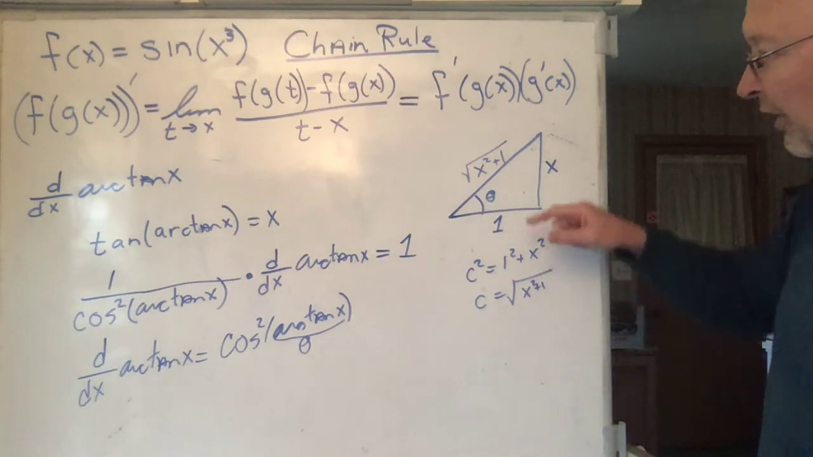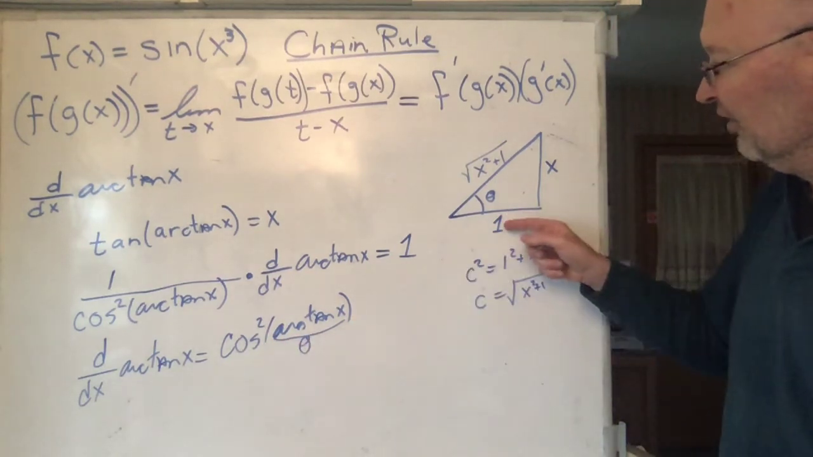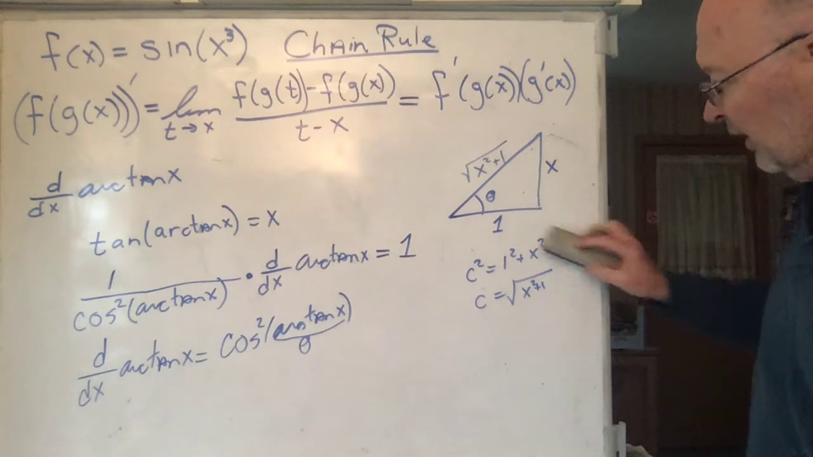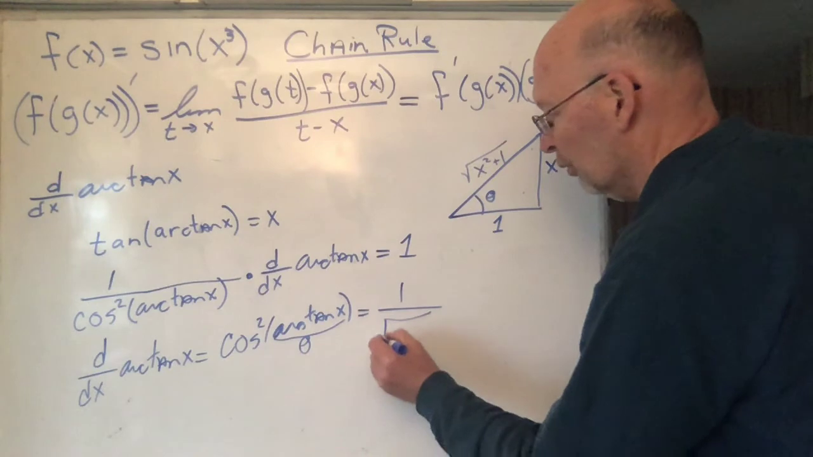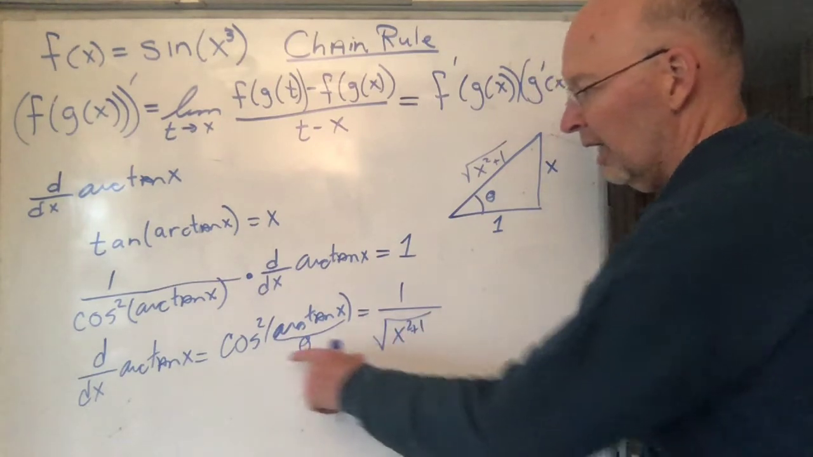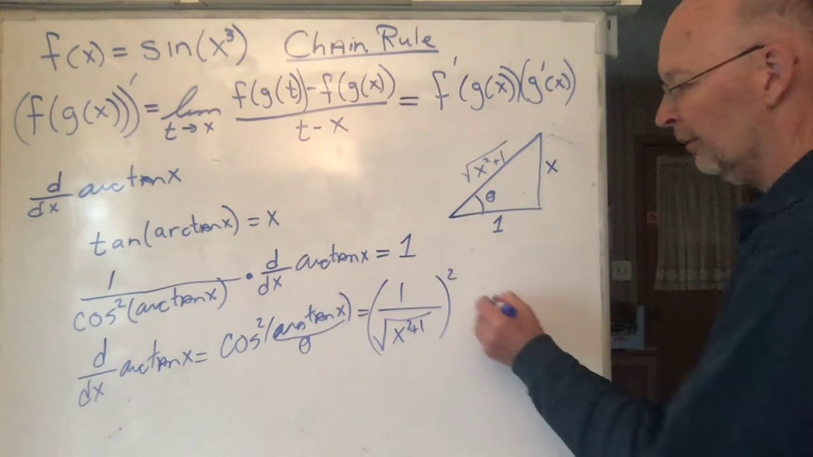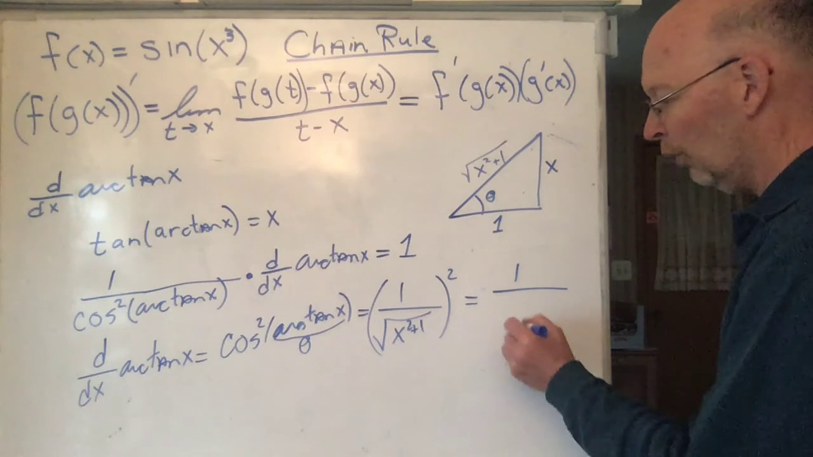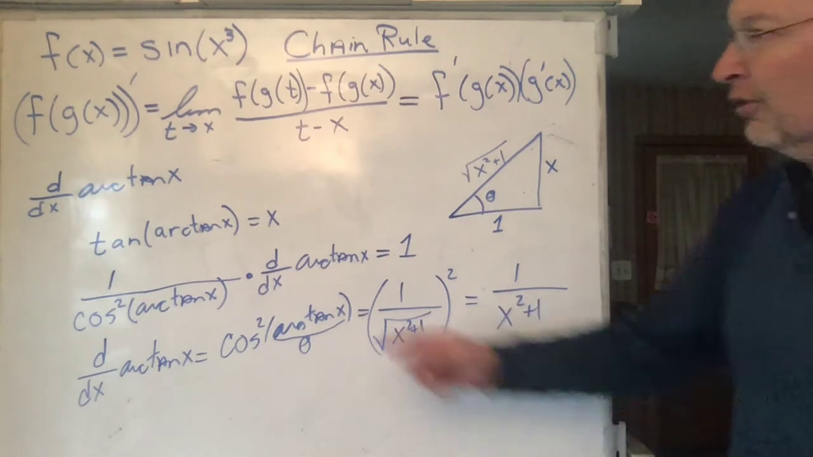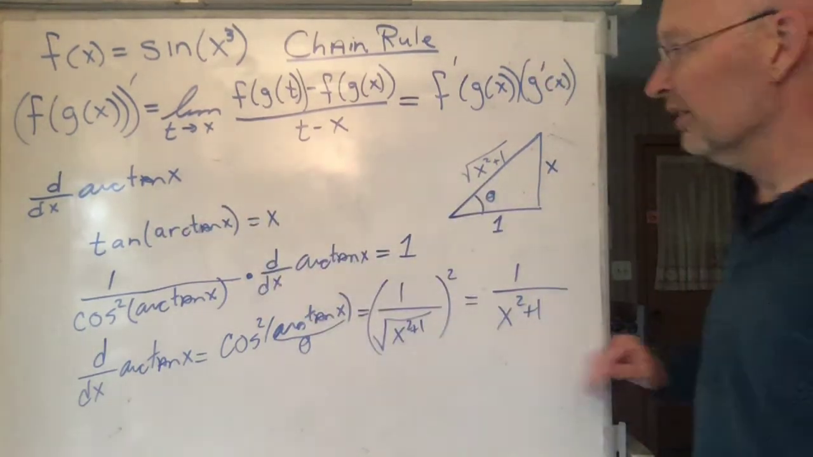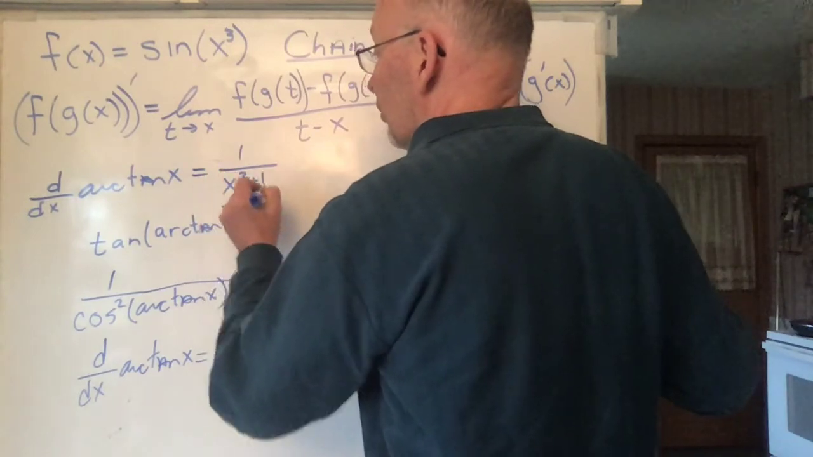So what do I know? The cosine of this angle is this over this. Let's write that down. The cosine is 1 over the square root of x squared plus 1. And I don't want the cosine, I want the cosine squared. So I square that whole thing, and it makes it even nicer than it was before. It's just going to be 1 over x squared plus 1. How cool is that? So the derivative of this function is 1 over x squared plus 1.